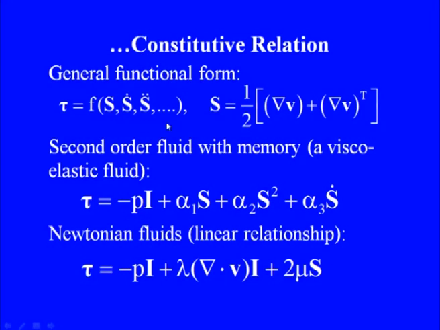Now let us have a look at a general constitutive relation. When we want to relate the stress tensor to the strain rate tensor, we can write a general functional form. Tau is equal to a function of the strain rate tensor S, the first derivative of S, the second derivative with respect to time of S, and so on, where this strain rate tensor S is given as 1/2 gradient of V plus gradient of V transpose.